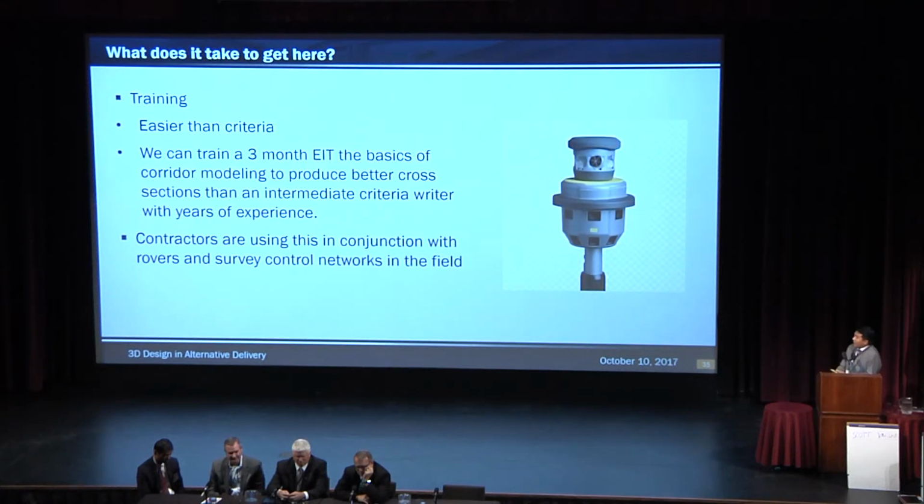Now, what does it take to get there? The training is really key, just like you had to train someone to learn how to do criteria. So anyone who had to go through that painful experience would understand what the effort is to learn new software. But it's a lot easier. So we can train a 3-month EIT, which we're doing right now, the basics of corridor modeling, and produce better cross-sections a lot faster than someone with intermediate criteria experience. Contractors can use this in conjunction with rovers and survey control networks out in the field.